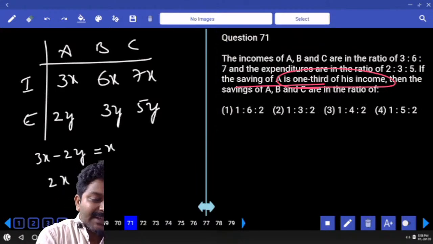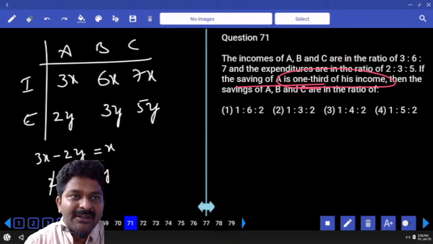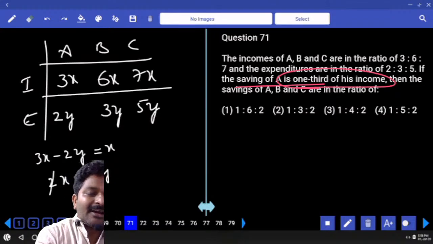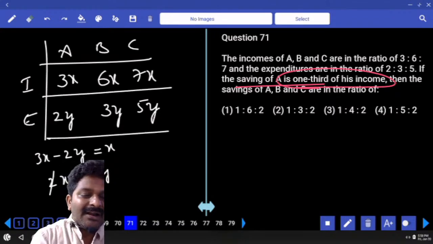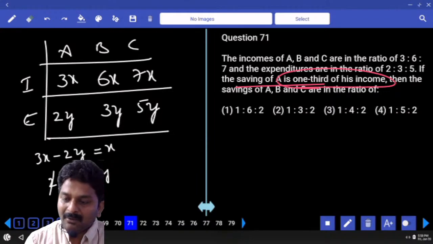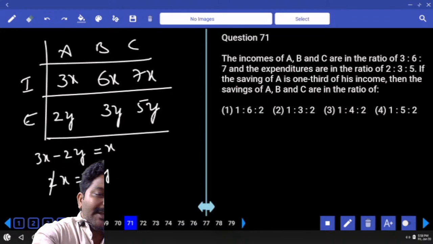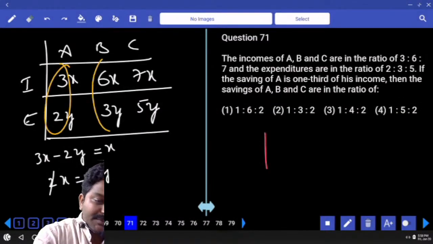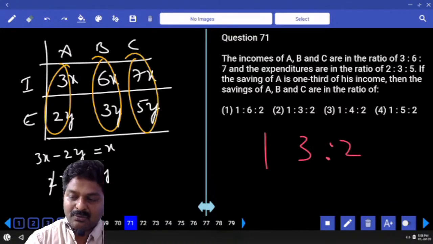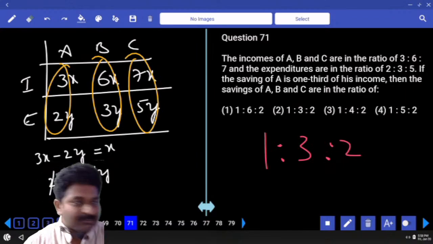From this we can say 2x is equal to 2y. That means x is equal to y only. The moment you see x and y are equal, you can write all these numbers as 3, 6, 7 and then 2, 3, 5, because both x and y are equal. Am I right? Now we were asked to calculate the ratio between A, B, C savings. 3 minus 2, 1. 6 minus 3, 3. 7 minus 5, 2. Ratio 1:3:2. Second option.